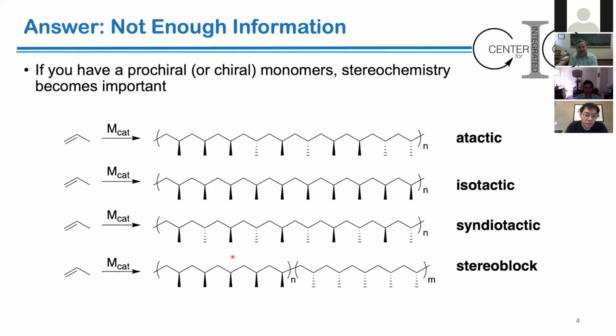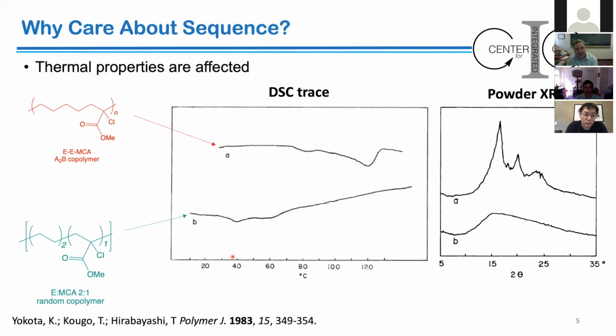Very savvy of a third of you guys. So why do we care about sequence? Firstly, thermal properties can be affected. So here is a copolymer between butadiene and this acrylate polymer that has a chlorine in it in the alpha position. It's been hydrogenated. And it's compared to a random copolymer of polyethylene and the acrylate monomer in a roughly 2-to-1 mixture.